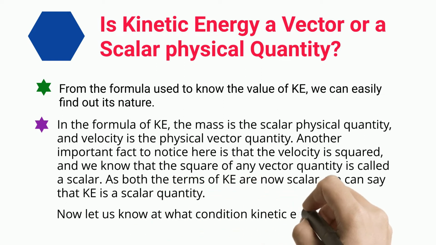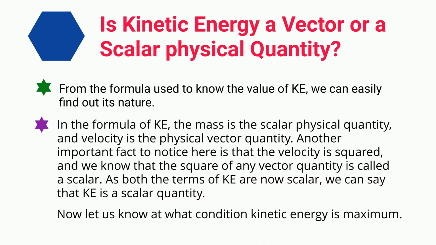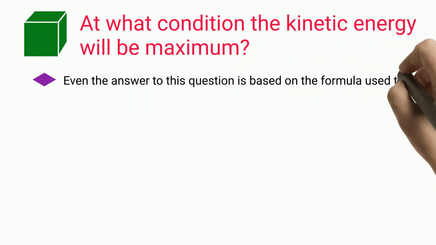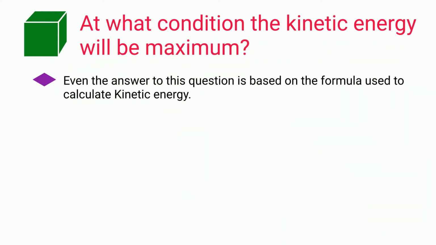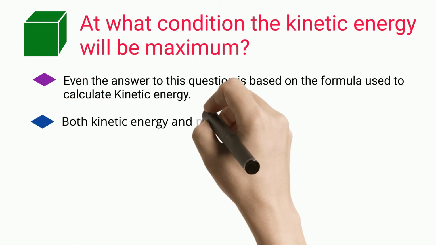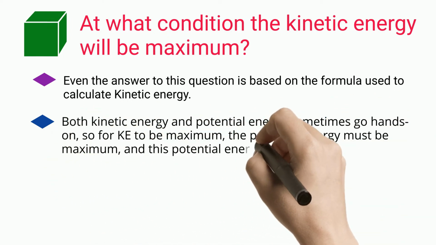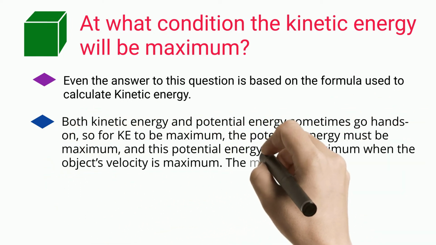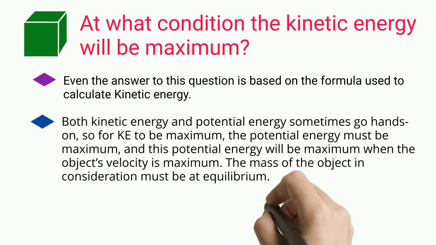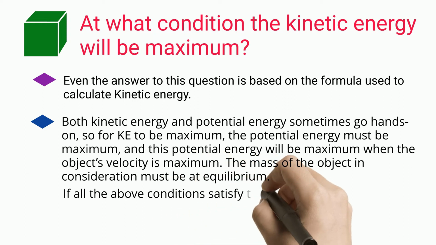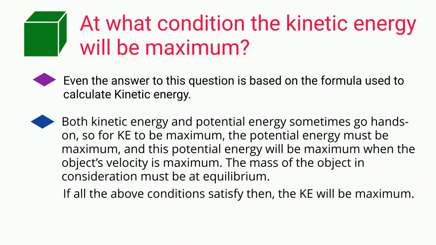Now let us know at what condition kinetic energy is maximum. At what condition the kinetic energy will be maximum? Even the answer to this question is based on the formula used to calculate kinetic energy. Both kinetic energy and potential energy sometimes go hand in hand, so for KE to be maximum, the potential energy must be maximum, and this potential energy will be maximum when the object's velocity is maximum. The mass of the object in consideration must be at equilibrium. If all the above conditions are satisfied, then the KE will be maximum.